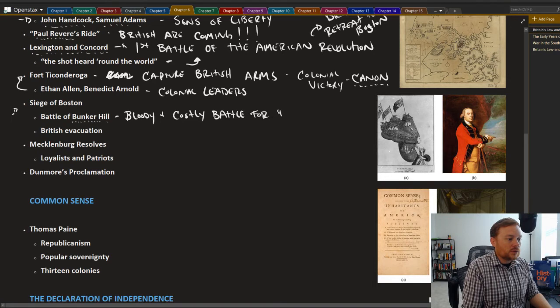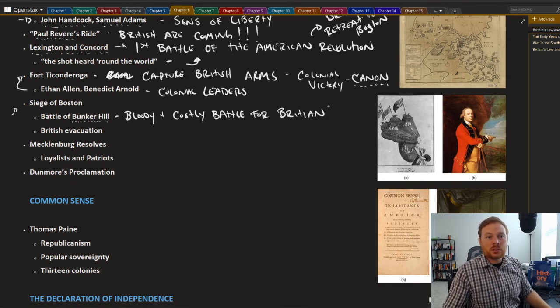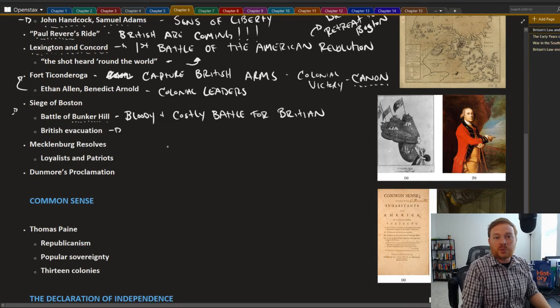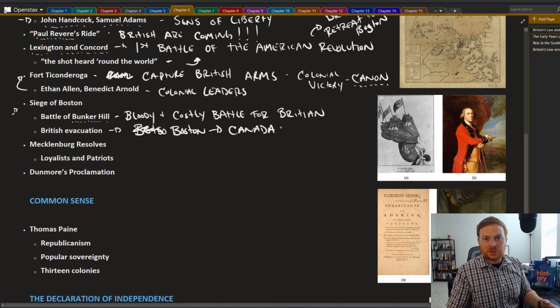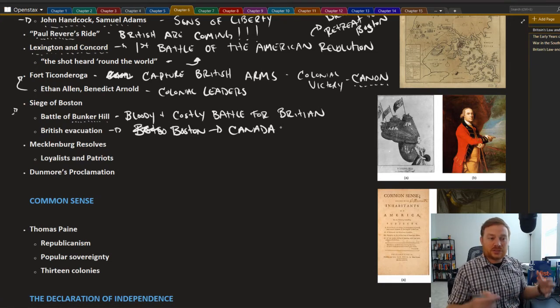for Britain. Even though the British were able to dislodge the militia from the hill, it was actually fought on Breed's Hill, they experienced a high number of casualties and a high number of deaths, ultimately forcing the British to evacuate Boston altogether. So the British evacuate from Boston and go to Canada. So the British successfully had taken the hill, but they suffered so many losses, they retreated back to Boston and eventually just left Massachusetts altogether because there was too much anti-British sentiment.